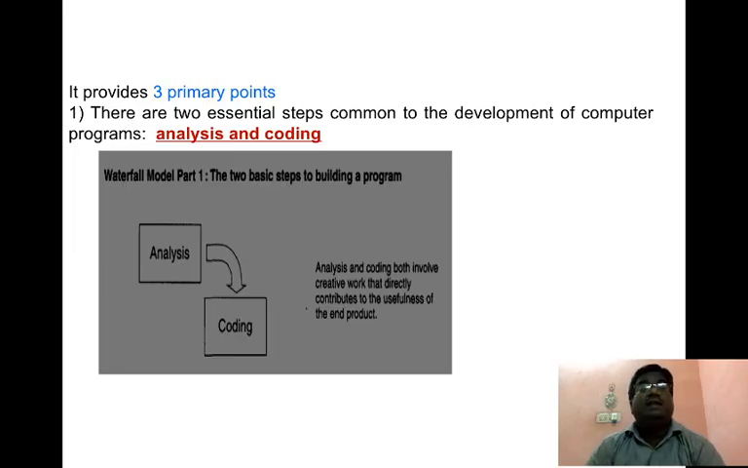For designing simple programs and the final product, we will use only two activities or two phases. Phase 1 analysis, phase 2 coding. In the analysis part, we will just analyze the requirement. Whatever we analyze, we will put into the coding. Coding is nothing but writing source program for the given requirement.